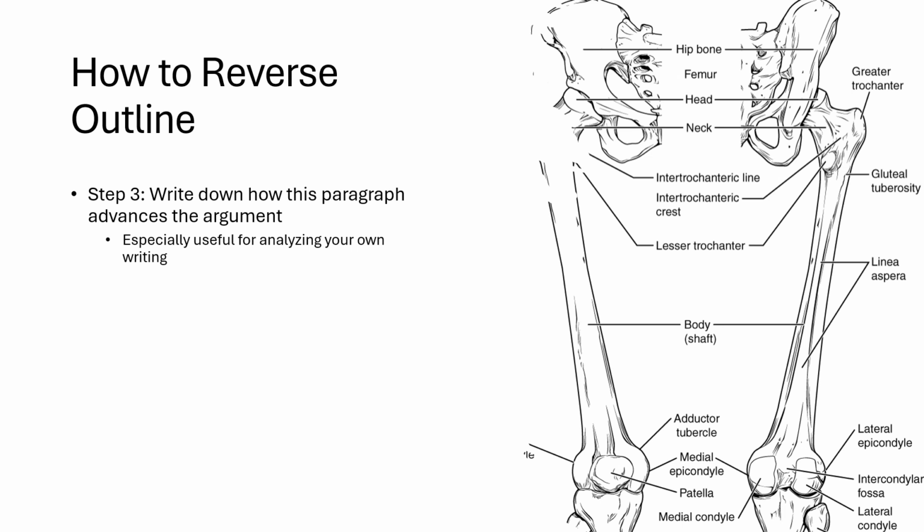Now, this is really useful for analyzing your own writing because the idea here is if you have a paragraph that doesn't advance your argument, then why is it there, right? That's the point where you need to be looking at how can I make this paragraph better? How can I make it better serve my argument? Or does it even need to be in this piece at all?